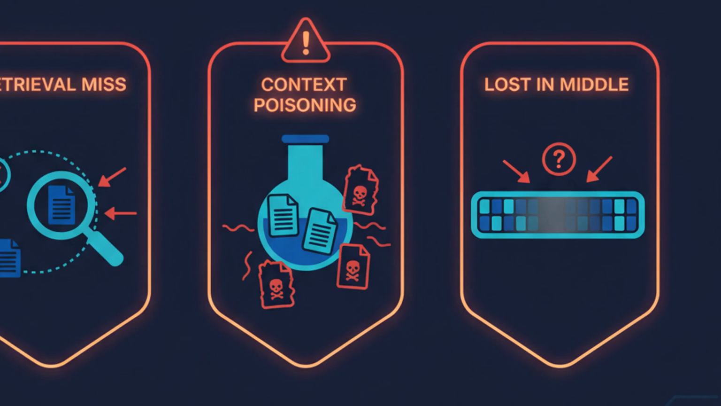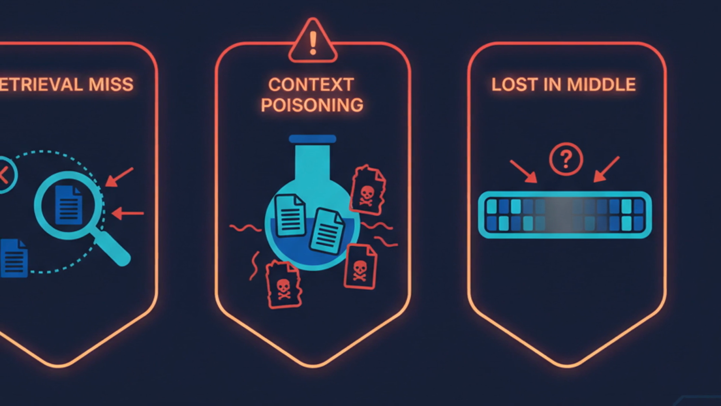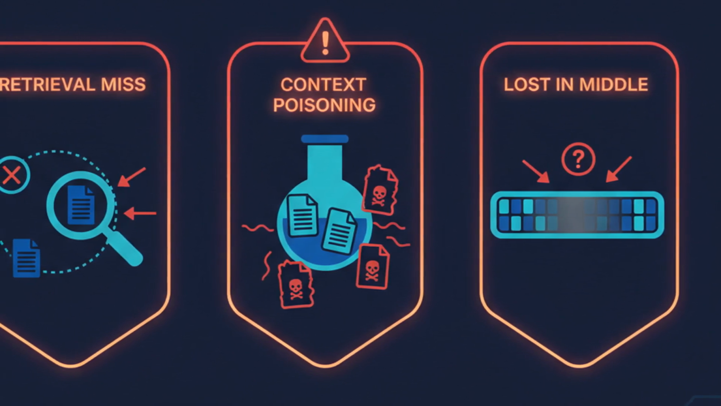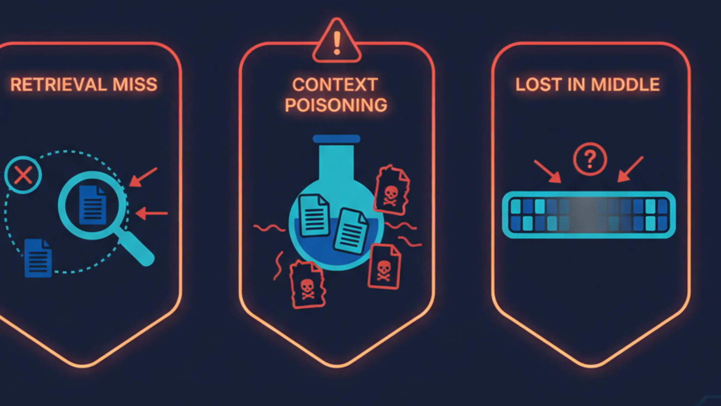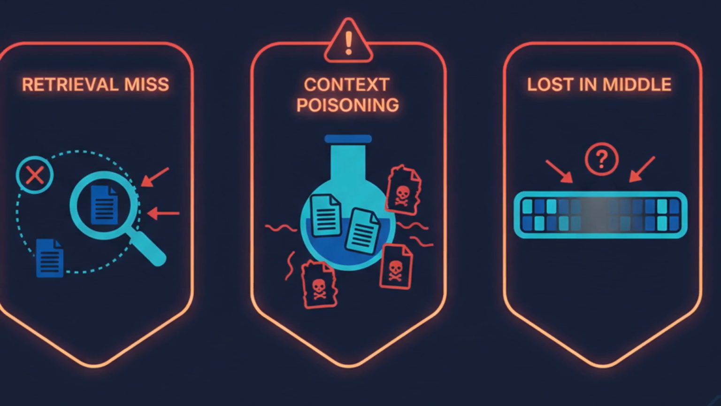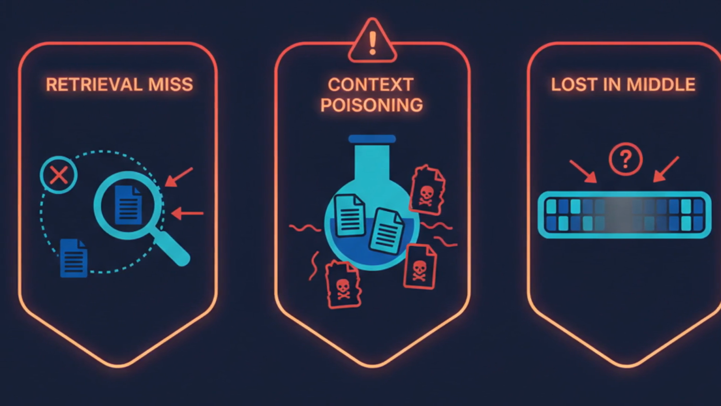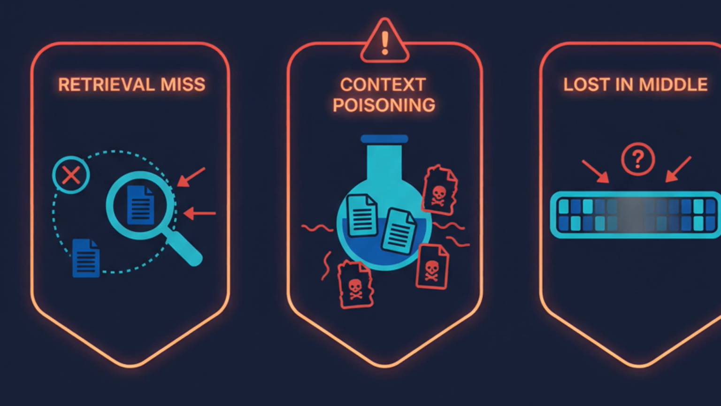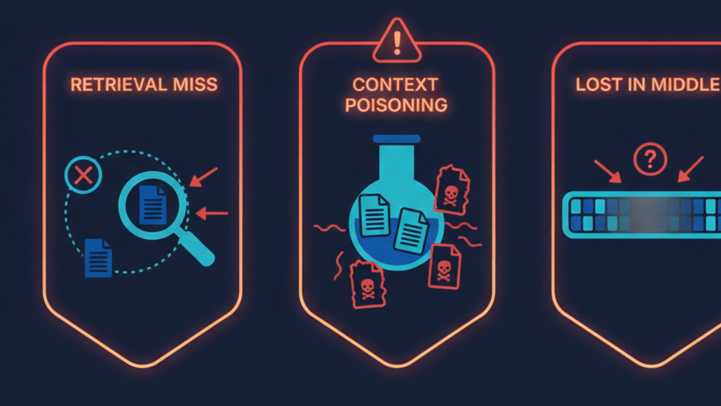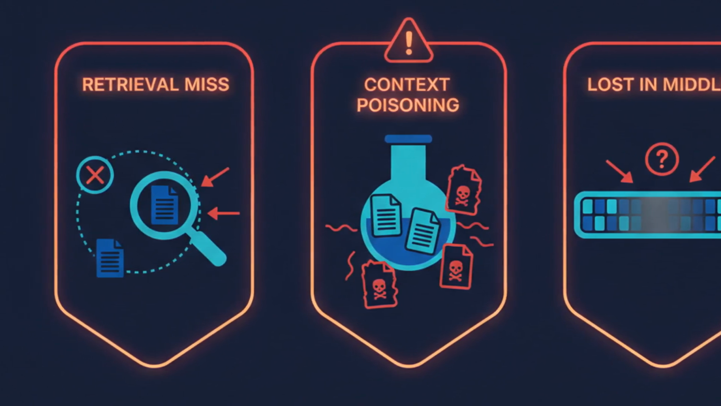Even well-built RAG systems fail in predictable ways. Retrieval failure happens when relevant documents exist but are not found, often due to vocabulary mismatch between query and content. Context poisoning occurs when irrelevant but high similarity chunks mislead the model. Lost in the middle is a known LLM bias, where models ignore information in the middle of long contexts, favoring the beginning and end. Understanding these failure modes helps you debug and improve your system.